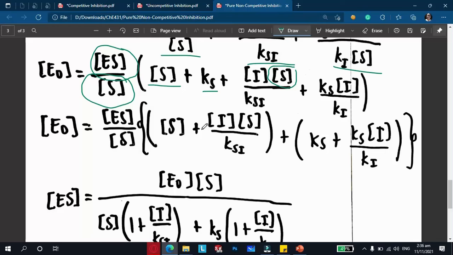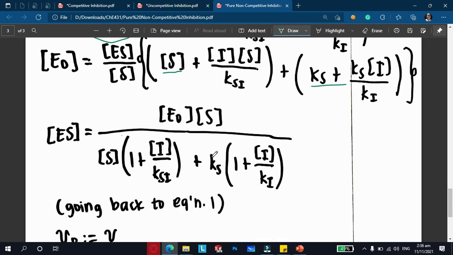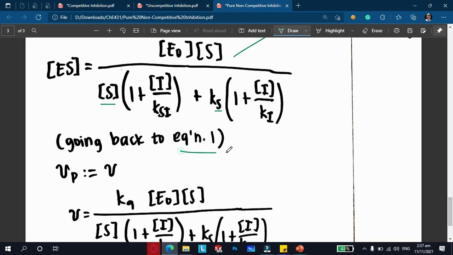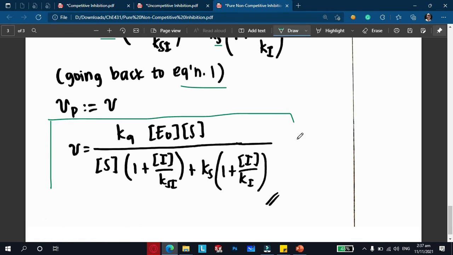Next, we're still going to regroup them because we see that there are terms with common variables, particularly substrate concentration and the constant substrate rate constant. And then next, we're going to get the ES term. So we're going to divide this whole thing by E sub O and then multiply the substrate concentration to the numerator. Then we're going to simplify further by taking out the common terms. Then we're going to plug this whole expression into our equation 1, and then we will arrive at this equation.